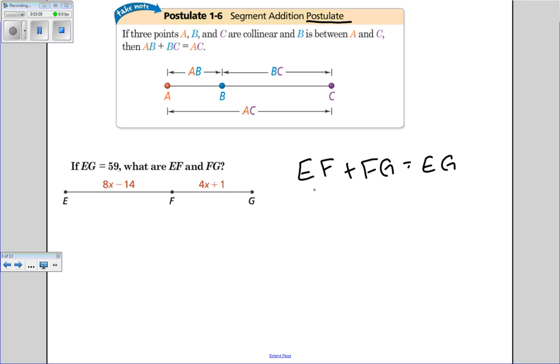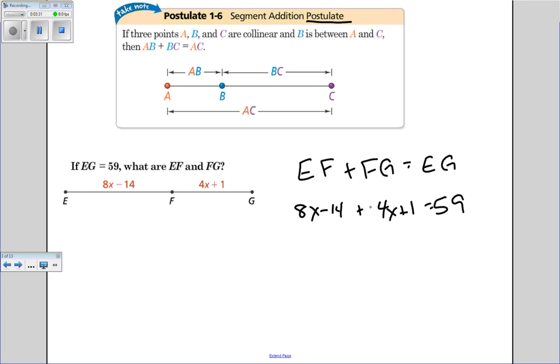All right, so now let's substitute in. The length for EF is 8x minus 14, plus the length of FG is 4x plus 1. So I need to know the length of EG. Well, that's given to us that the length of EG is 59. So let's solve our algebra problem here.